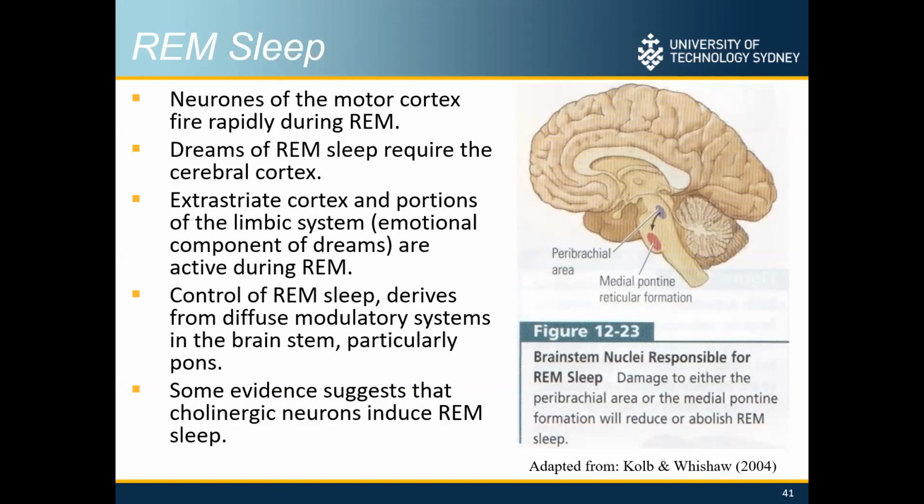Different structures that have been associated with the REM sleep involve the extrastriate cortex and portions of the limbic system. The limbic system is associated with the onset of emotional experiences. Therefore, when you are dreaming, you tend to have these emotional experiences integrated in it as well, okay?